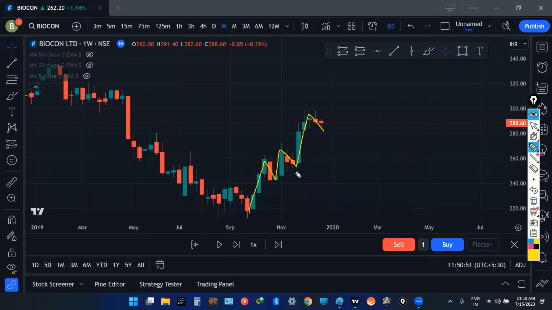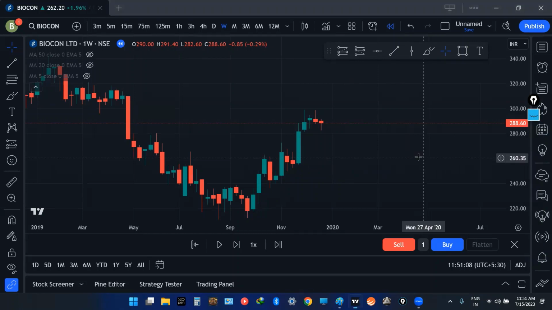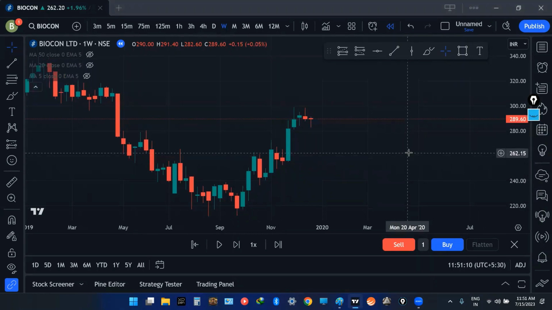In any case, this area should not get broken. This one. It can come down till this much also, but again it should go up. But this area should not be broken. This is my logical area. These lowest points should not be broken. If it has to go up, we will see.